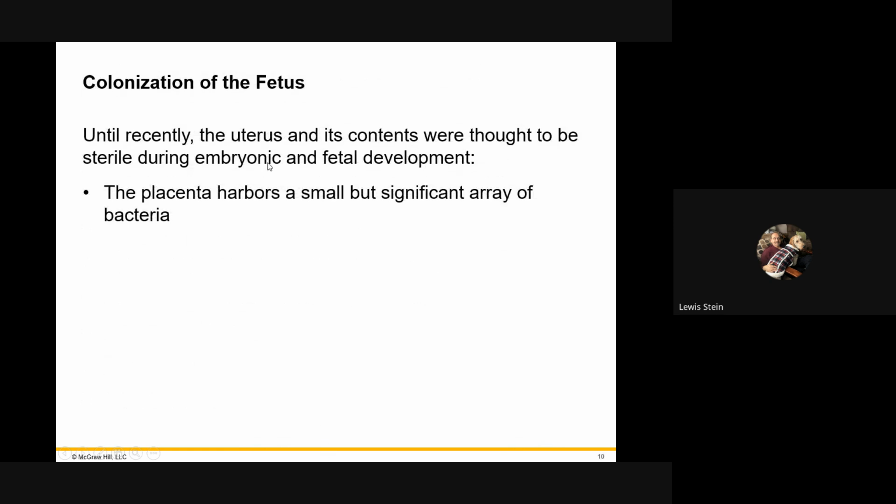Recently, the uterus was considered to be sterile during the embryonic and fetal period. They're finding that's different. That may shock you. It surprised me.